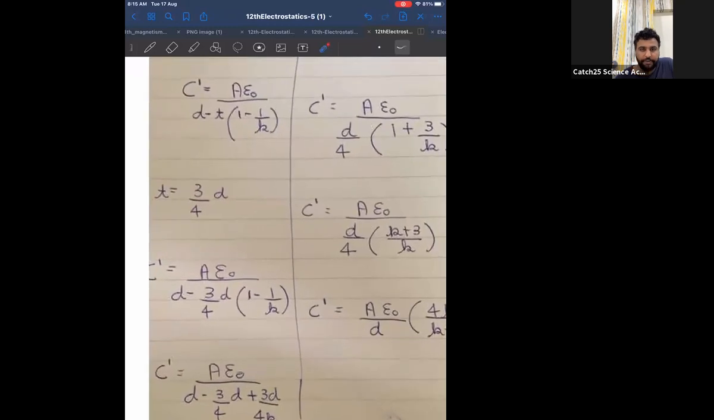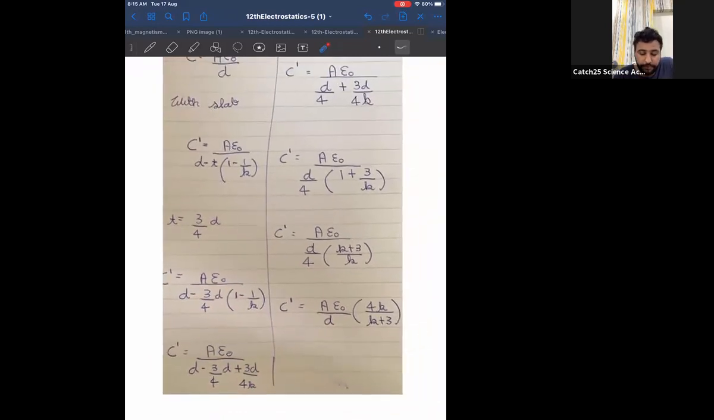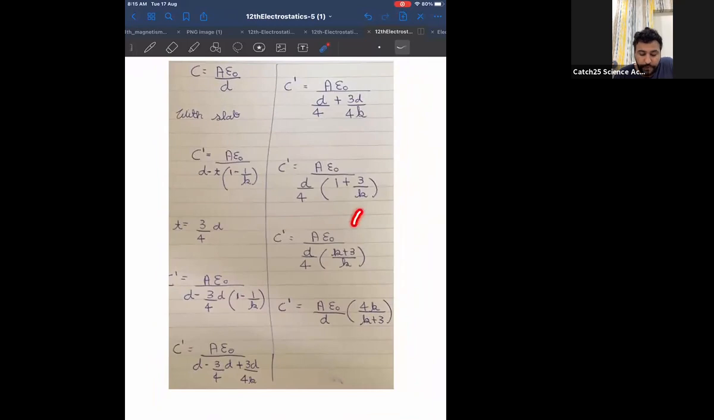Okay. Now, first, I'll just go step by step, then you try to do it on your own. Numerator as it is, denominator, open the bracket. Minus 3 by 4D into 1 is minus 3 by 4D, and minus into minus is plus 3D by 4K. Okay. Now, D minus 3D by 4 is D by 4 plus 3D by 4K.